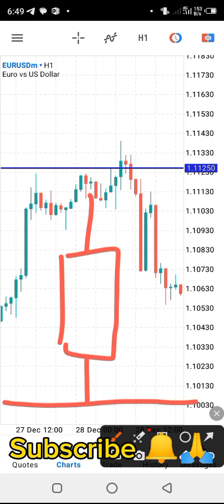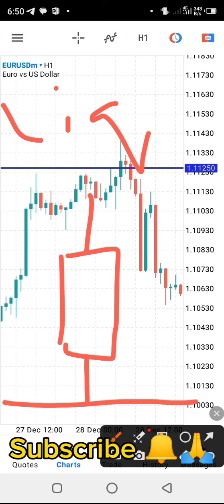One, this candle must take out liquidity. It could be buy side liquidity or sell side liquidity. It must take out liquidity. That's the first thing. The candle you use to draw your order block must take out liquidity. Now the next thing is there must be a break of structure. Once these two things are in place, you are good to go.